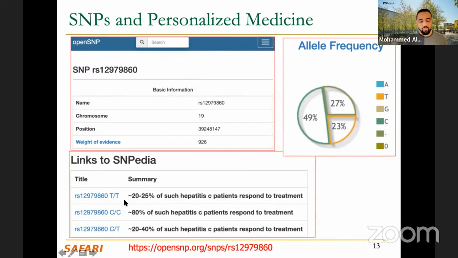So very low probability to get better after getting a treatment. However, if you have a C from the mother and a C from the father in this chromosome at this location, then your probability will be much higher than the previous case, TT. So this is what we call personalized medicine.